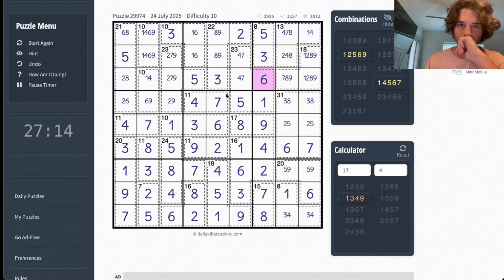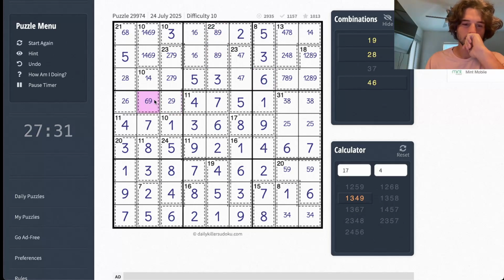2, 4. 3, 4, 7, 2, 8, 5, 9. 9s have to go here somewhere. This must be something very, very obvious here.